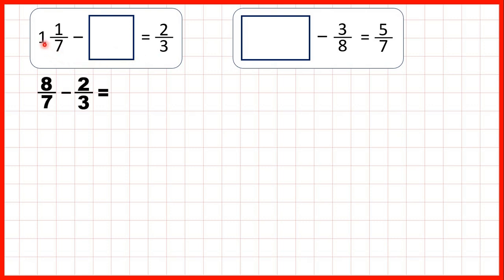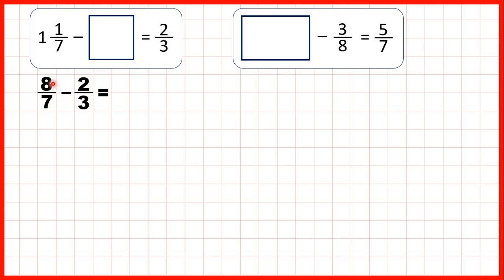We need to work out 1 and 1/7 minus 2/3. Now 1 and 1/7 is the same as 8/7, because 1 times 7 is 7 plus 1 is 8, and the denominator stays the same when we change it to an improper fraction. But our denominators need to be the same before we can subtract. 7 isn't a multiple of 3, but the lowest common multiple of 3 and 7 is 21.